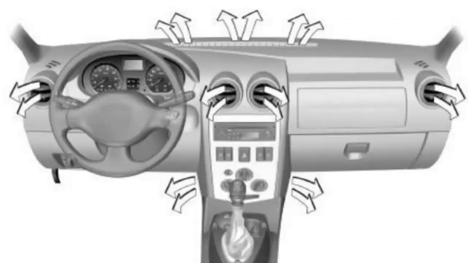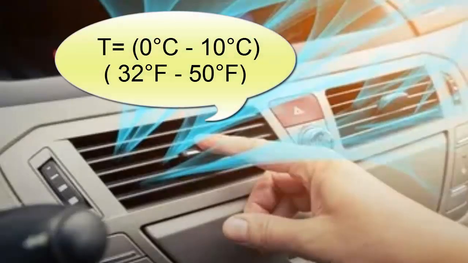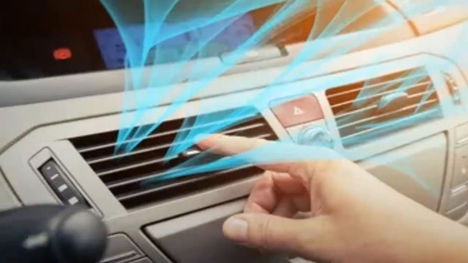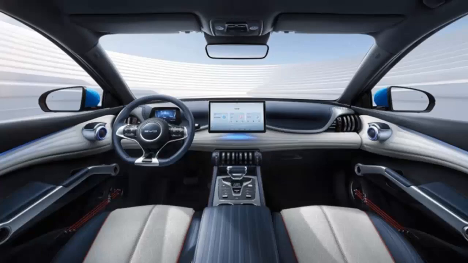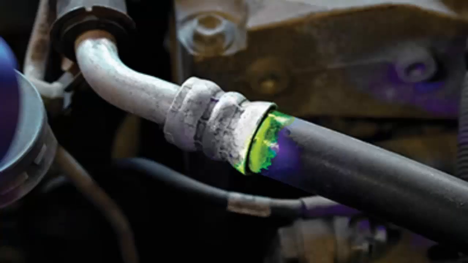Before taking any action, remember that the normal temperature of the air at the window outlets should be between 0 and 10 degrees Celsius. If the failure has been gradual, it is most likely due to small refrigerant leaks. To check this, visually inspect the system hoses, paying special attention to the joints. Remember that oil stains are indicative of leaks.